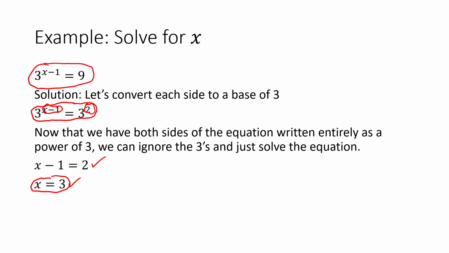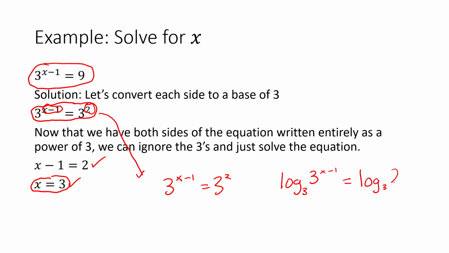Now, just in case you're curious what the mathematical step is that we're doing here, when we say 3 to the x minus 1 equals 3 squared, technically what we're doing in the next step is determining the log base 3 of each side. Now, you don't have to write this step out. It's okay if you don't. But technically, here's what we're doing. We're writing the log base 3 of 3 to the x minus 1 equals the log base 3 of 3 squared.